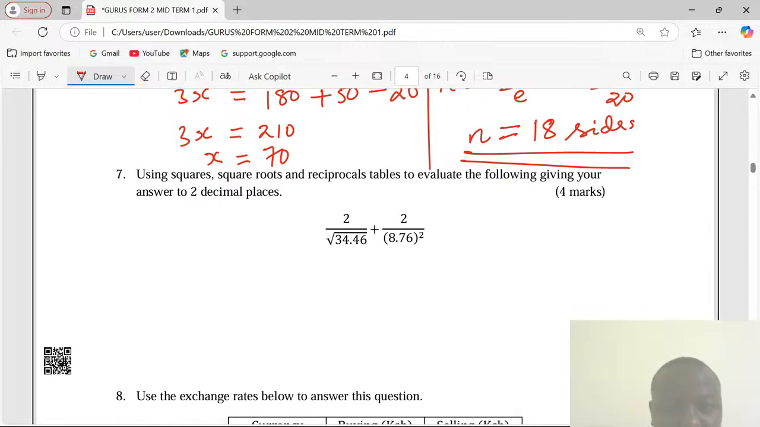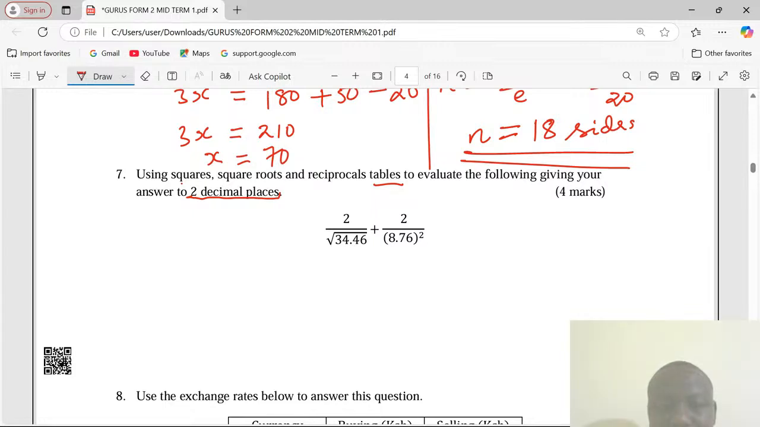Then there is another question here. This is number 7. Using squares, square roots, and reciprocal tables. Those are 3 tables for one question. Evaluate the following, giving your answer to 2 decimal places. Something else to underline is the accuracy at which the answer is demanded. 2 decimal places. So we are going to use 3 tables for us to work out whatever is provided here.